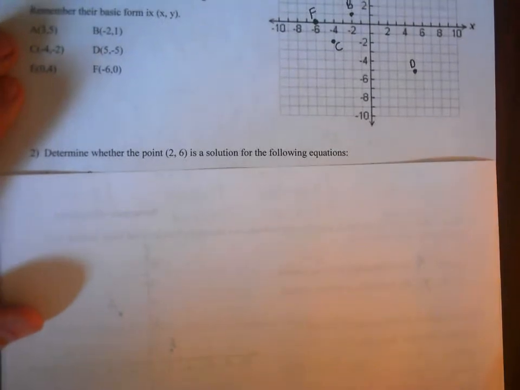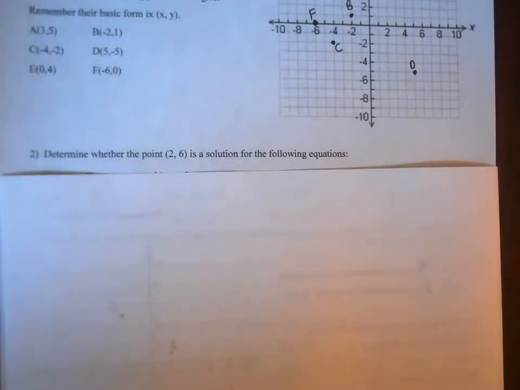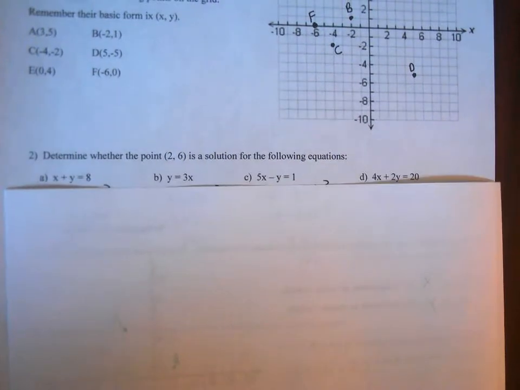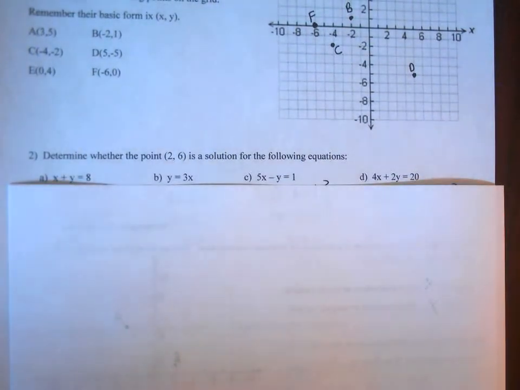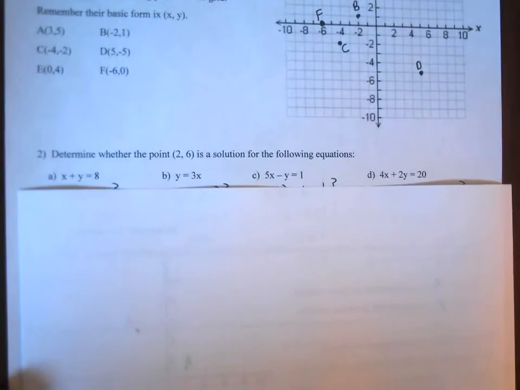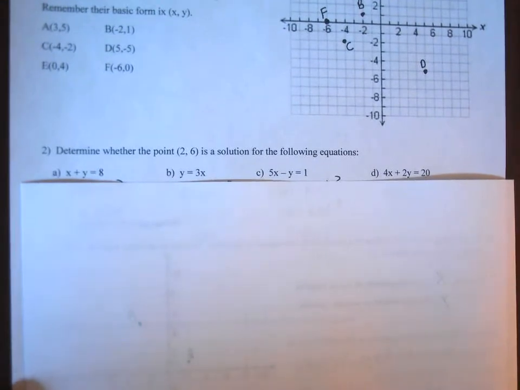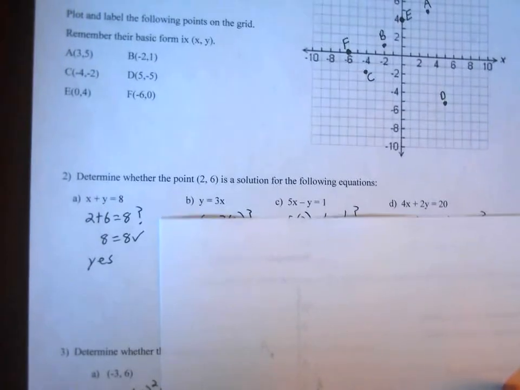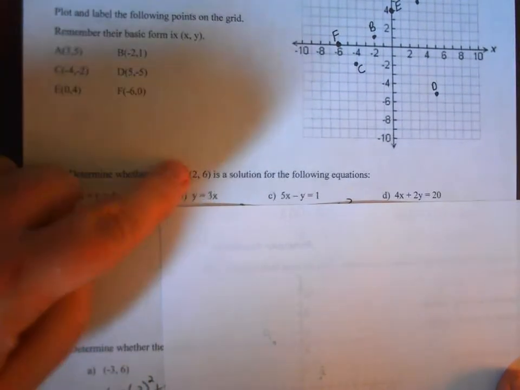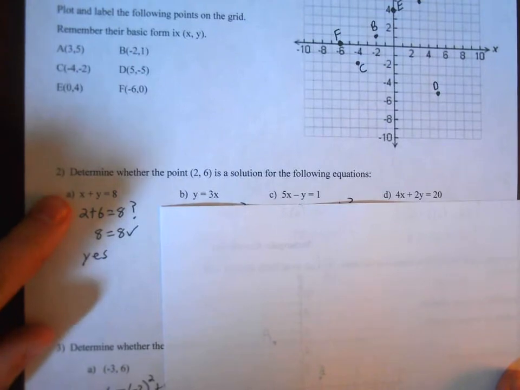Okay, now question number 2 is determining whether a point is a solution for an equation. So basically saying, does this point work in the equation? And all this is basic substitution. So if we want to know, is (2, 6) a solution for the equation x + y = 8, you're going to substitute 2 for the x value and then 6 for the y. It's as simple as that. You see if it works. If you substitute 2 and 6 in for x and y, you get 8 = 8. So yes, (2, 6) is a solution for that equation.